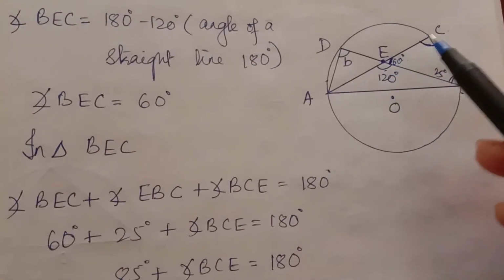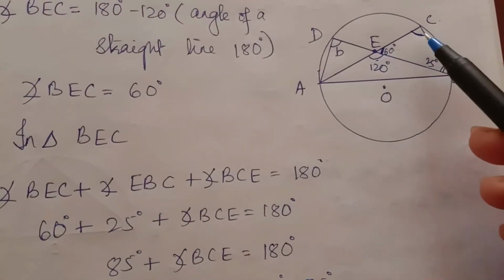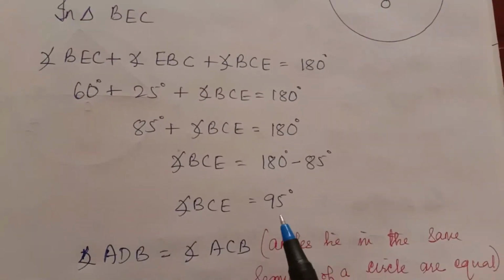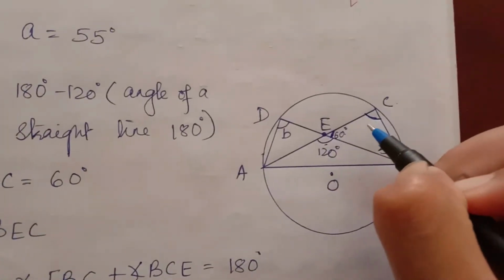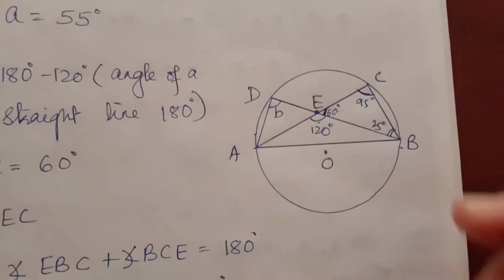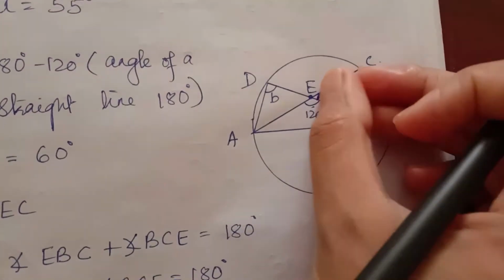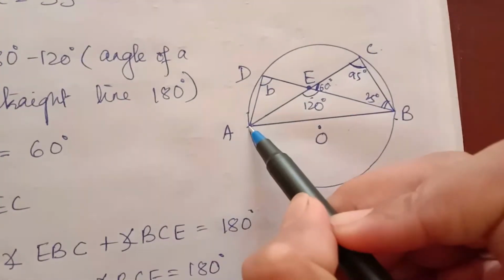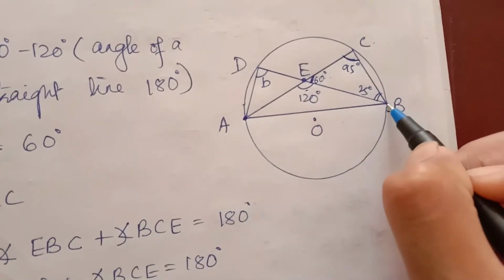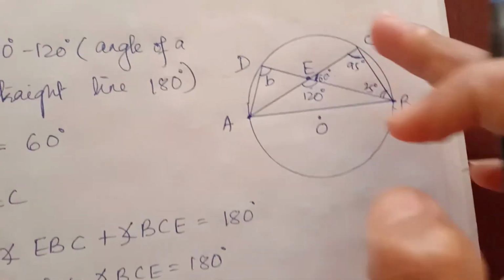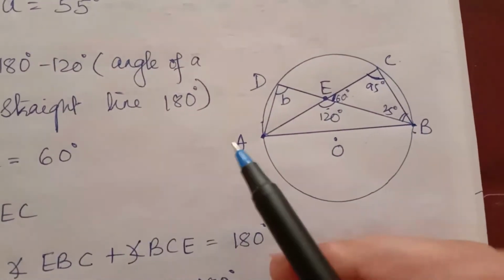Now we will consider this triangle to find this third angle. So this third angle you will get 95 degree. This will be 95 degree. Now this 95, if you consider its end points, they are A and B. That means C lies on the segment AB.